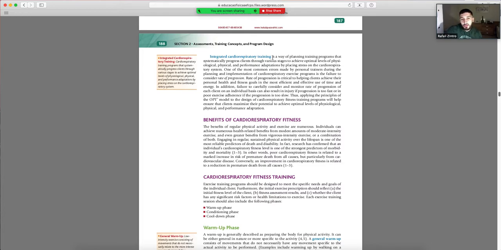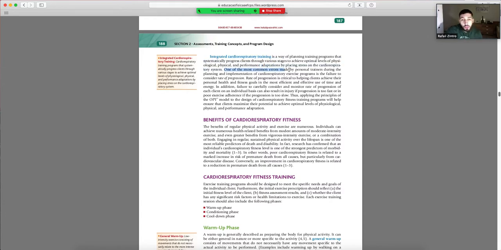Integrated cardiorespiratory training is a way of planning training programs that systematically progress clients through various stages to achieve optimal levels of physical and performance adaptations by placing stress on the cardiorespiratory system. Essentially, it means that when you're training your client, you're doing integrated cardiorespiratory training.